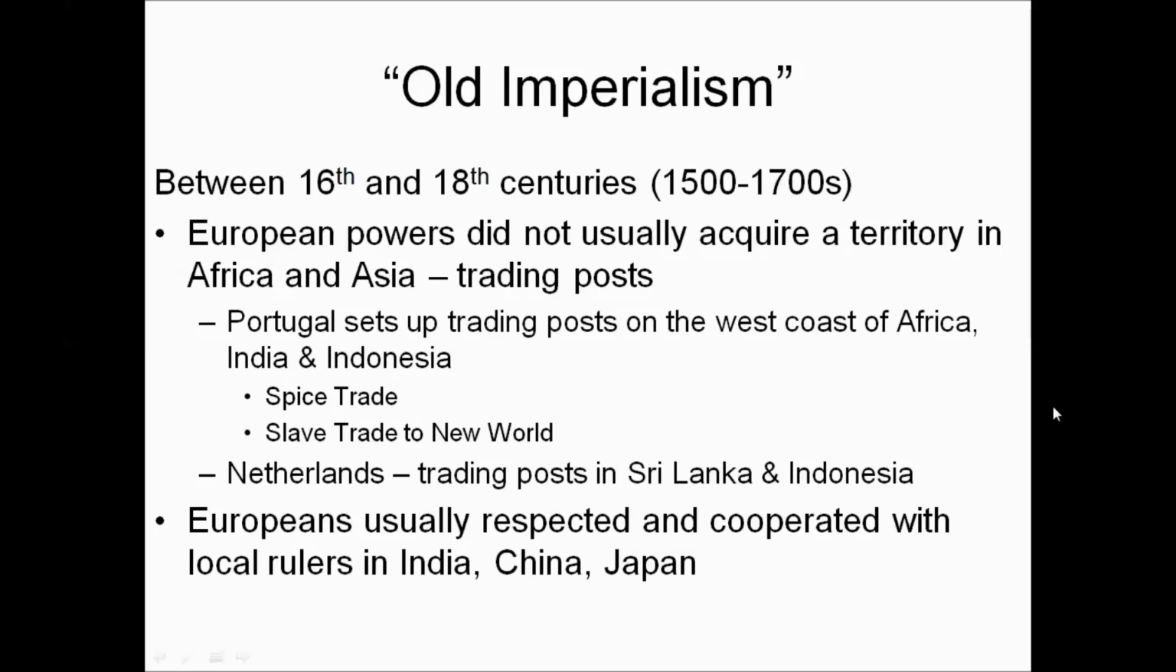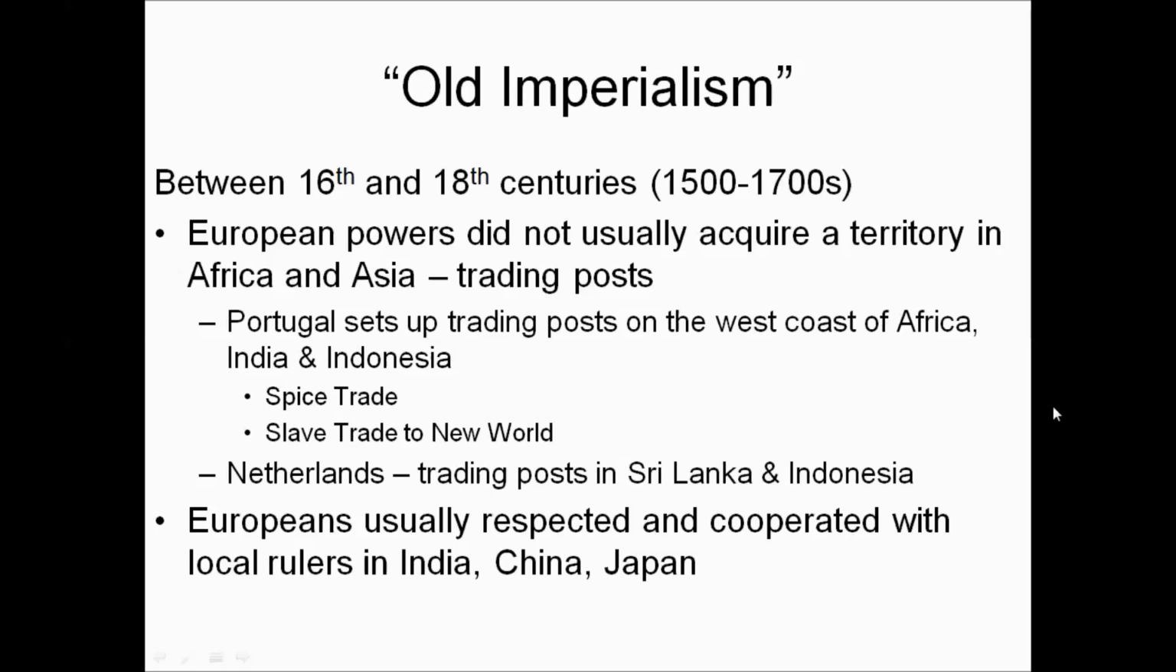Portugal, for example, is going to set up trading posts on the west coast of Africa, India, and Indonesia, and they would be responsible for starting the spice trade. They would also be responsible for the slave trade to the New World, which would be taken over later by Great Britain. The Netherlands will also set up trading posts in Sri Lanka and Indonesia. Again, Europeans usually respected and cooperated with local rulers in India, China, and Japan.